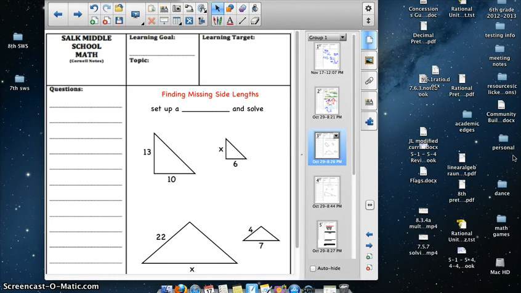Would you want to run to the bathroom or the nurse? Run to the nurse. Okay. Oh, what happened?